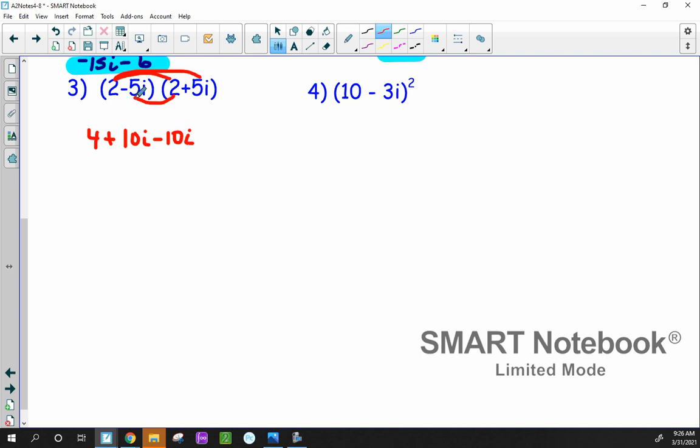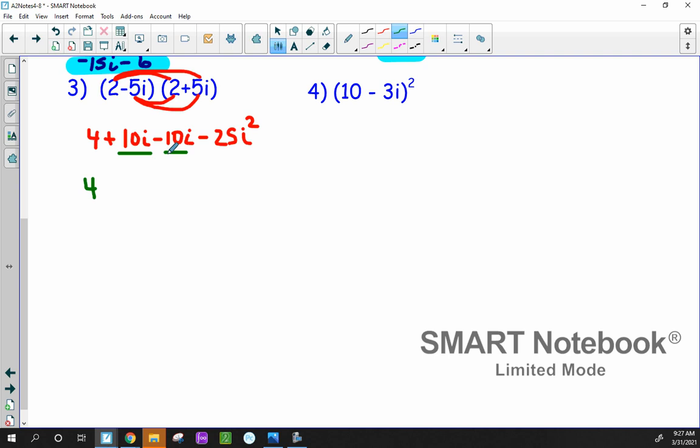And last is going to be negative 5i times positive 5i. Negative times positive is negative. 5 times 5 is 25. I times I is i squared. In multiply mode, you add powers on like terms. You have 4 terms in front of you. Please notice that this one and this one match. You're going to drop your 4 down.